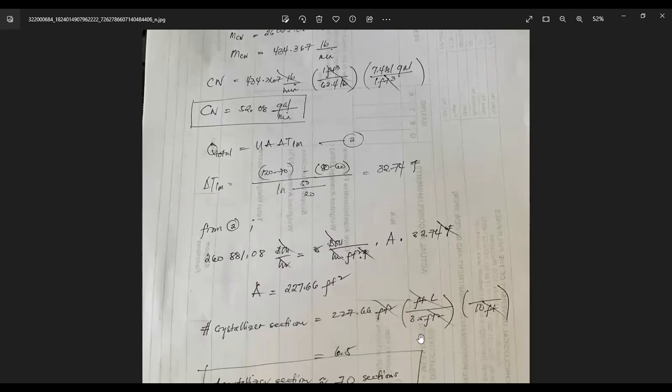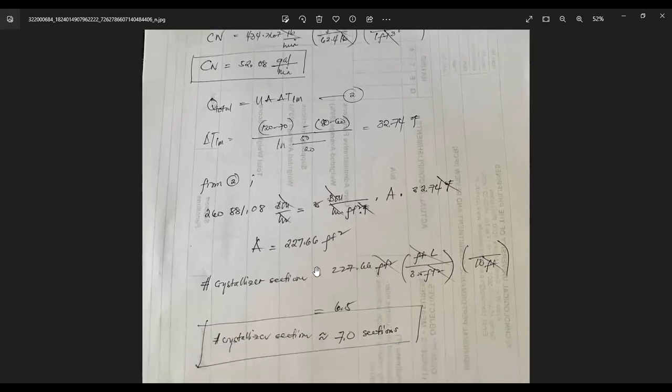Now, as to the number of crystallizer sections, you have to use the information in the problem that for every foot length of crystallizer, you have 3.5 square feet of area available. So this 227.66, you divide by 3.5 feet squared per foot length of crystallizer, so you have the length of crystallizer. Now you divide it by 10 feet because what is readily available from the supplier is probably 10 feet long. So how many sections of this 10-foot length of crystallizer, which has an available area of 3.5 per foot? This would be the number that you'll be getting, 6.5.